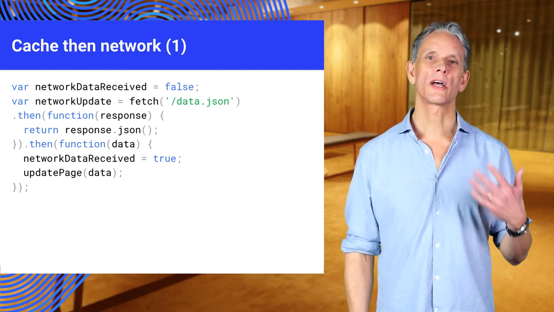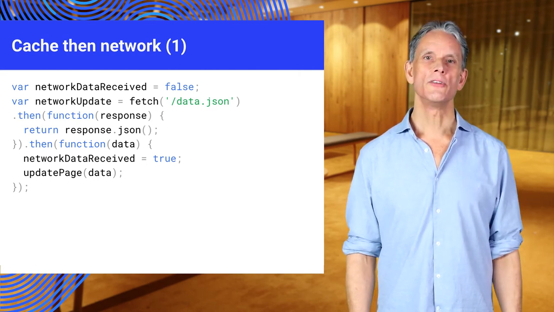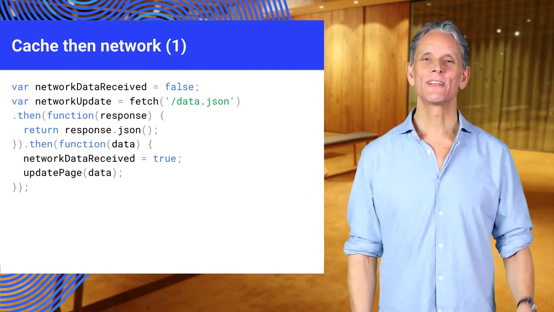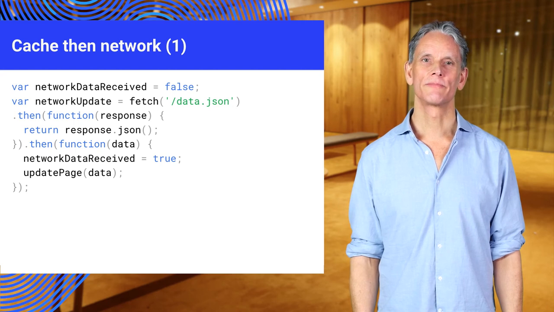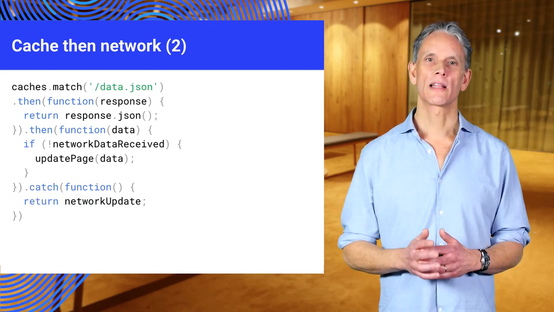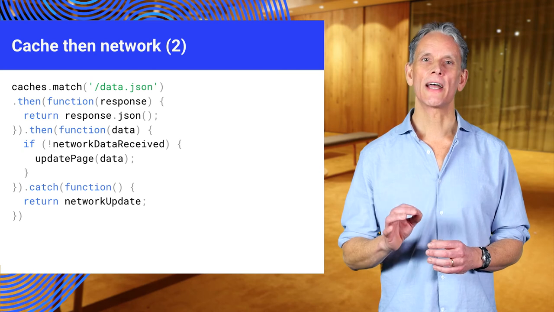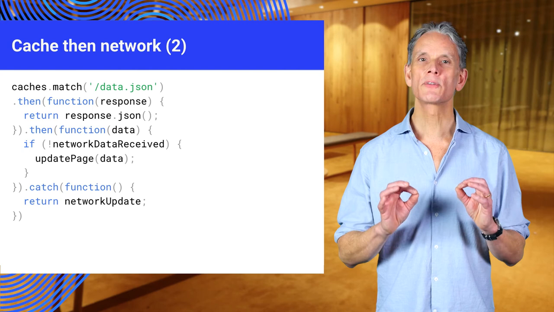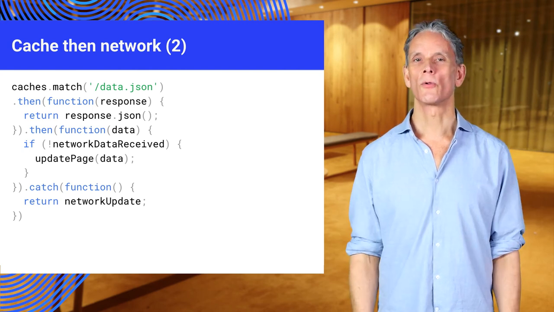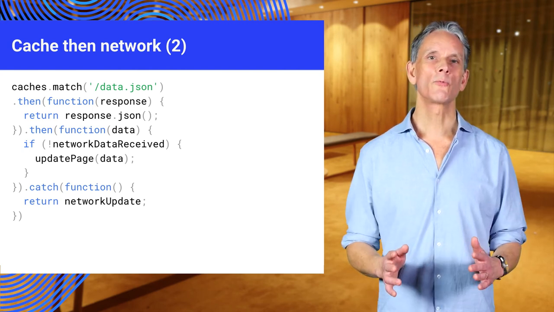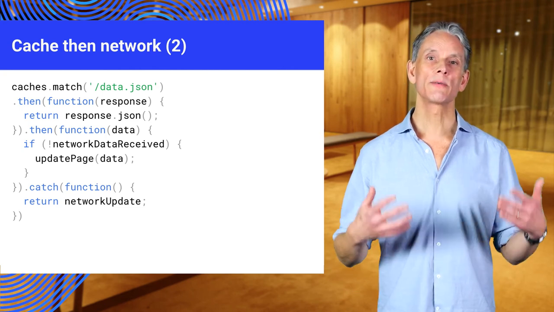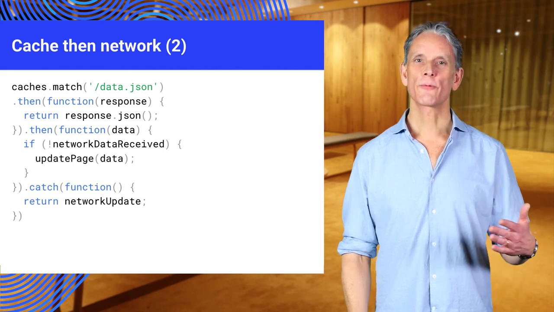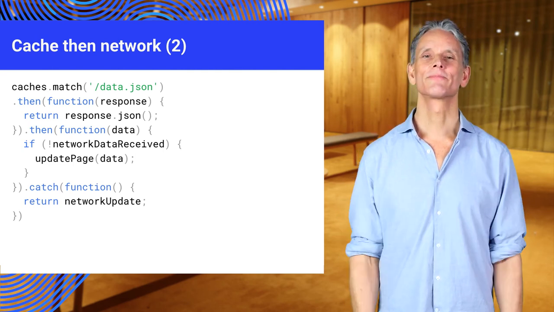Now, sometimes you can just replace the current data when new data arrives, for example, the game leaderboard again. But that can be disruptive with larger pieces of content. This code looks for /data.json in the cache. This will most likely respond before the request to the network and update the page if the network hasn't already responded. If the network responds after the cache, it updates the page again. If getting the response from the cache fails, it tries the network again as a last attempt.